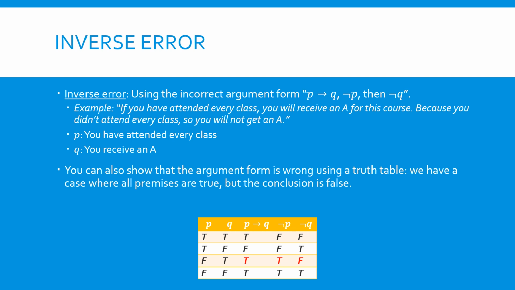For example, one may say, if you have attended every class, you will receive an A for this course. Because you didn't attend every class, so you will not receive an A. For a similar reason, the conditional statement does not rule out the possibility that some students can still get an A without attending every class. Therefore, the conclusion that you cannot get an A is incorrect. You can also see the logical error of the argument form from the truth table, where you can find a case where all premises are true, but the conclusion is false.